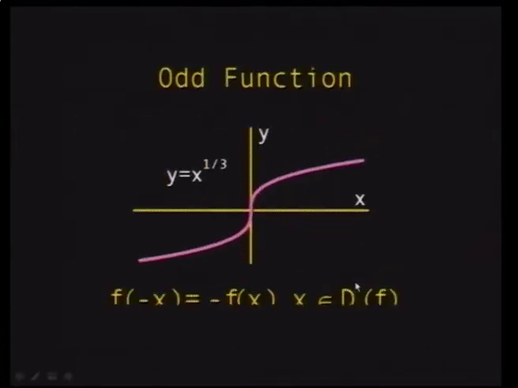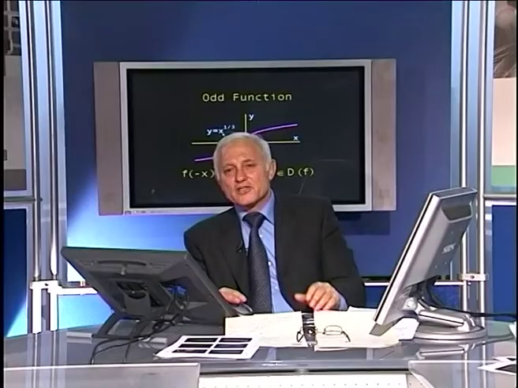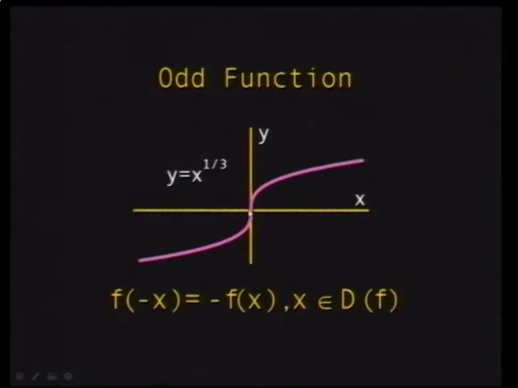Whereas, for example, if you have a function like the third root of x, this function is symmetric about the origin. In other words, when you put x equal to 27, you get 3. When you put x equal to minus 27, you get minus 3. So it's symmetric about the origin. In other words, f of minus x is equal to minus f of x. All you have to do is substitute here. You replace x by minus x to obtain minus x to the power third is equal to minus x to the power third. This is called an odd function.